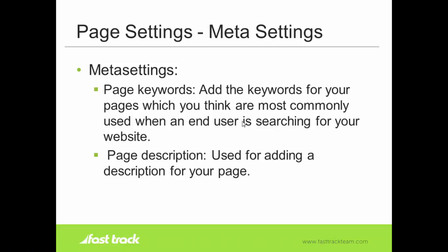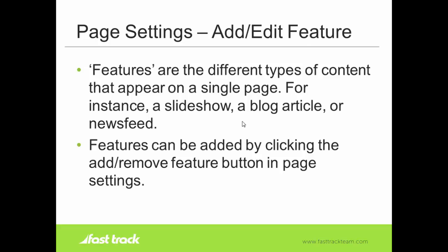Going back to the presentation here, we're moving on. We're going to take a look at the add edit feature now. So we already took a look at the content manager, which is comprised of a bunch of different features. And features are basically different pieces of content that appear on a single page. So for instance, it could be a slideshow on your home page, or blog article, or maybe image slideshow feed, and then a different feature on the same page could be the video below it. They can also be added by clicking the Add Remove Feature button in page settings.